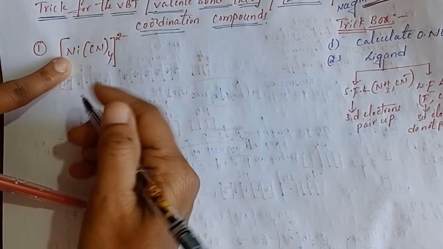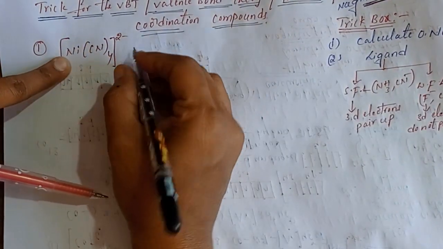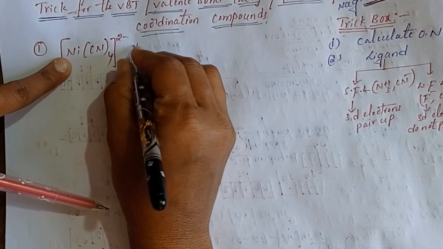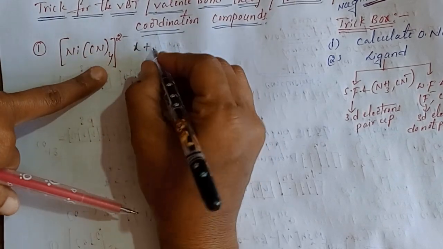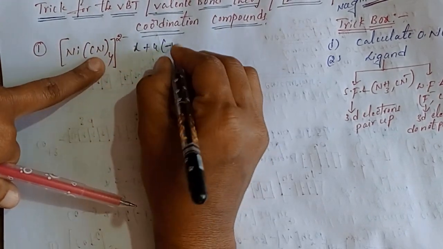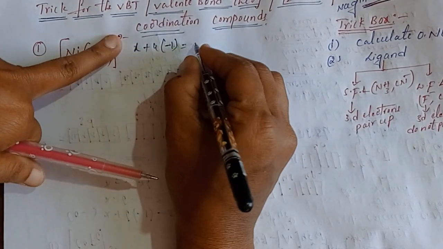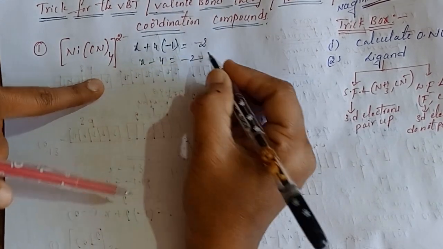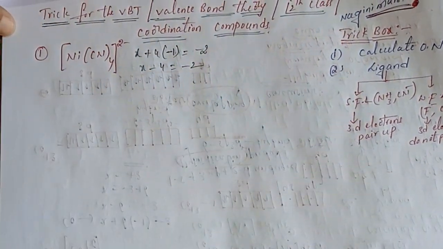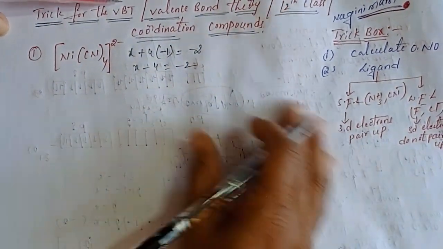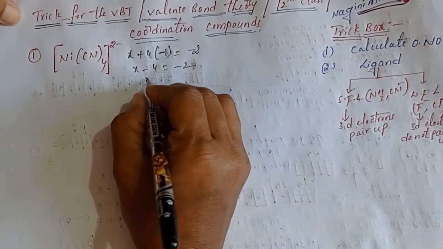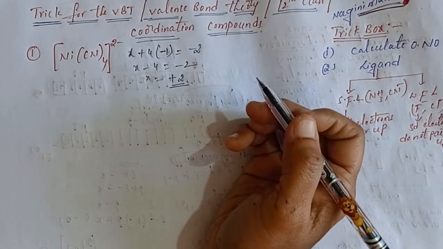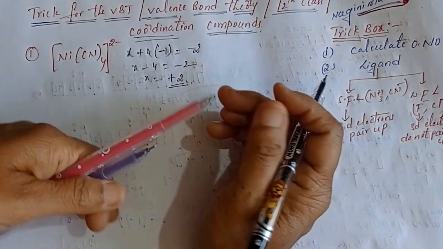First I am going to calculate the central metal atom's oxidation number. I take the nickel oxidation number as X, plus 4 cyanides, so 4 into the cyanide oxidation number, minus 1. The charge here is minus 2. Then X minus 4 is equal to minus 2. Then X is equal to minus 2 plus 4, so you will get plus 2 oxidation number. Okay, plus 2.